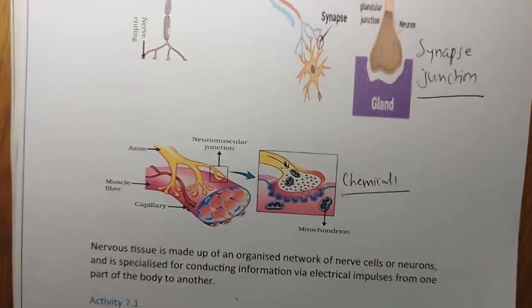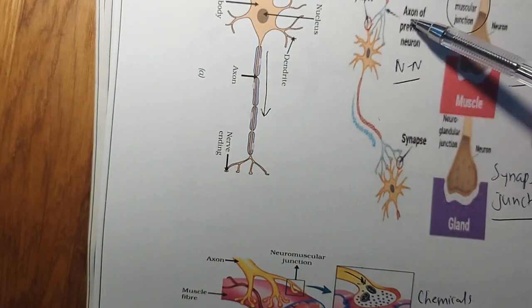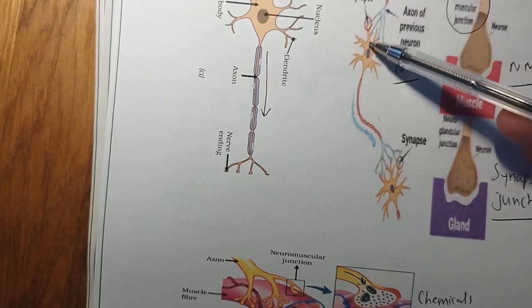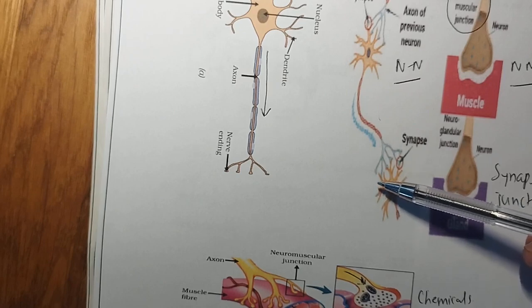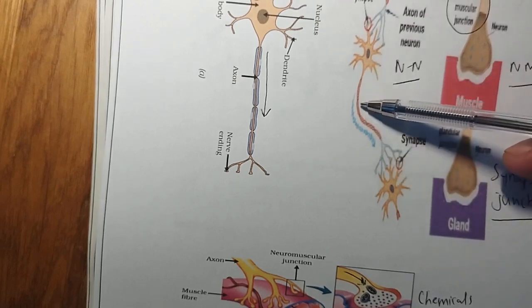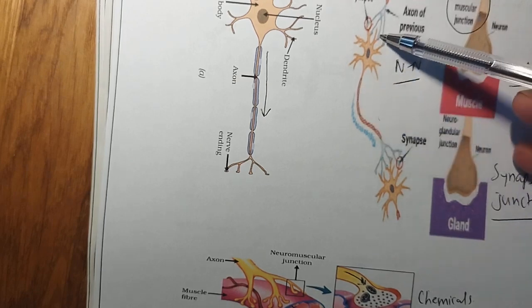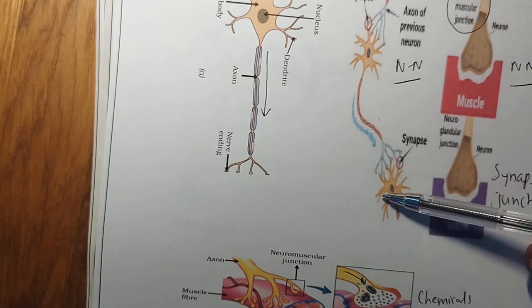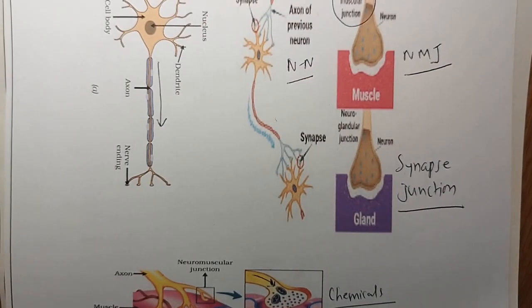So nervous tissue is made up of an organized network of nerve cells or neurons. A nerve cell is also called a neuron, and these are specialized for conduction of information via electrical impulses from one part of the body to another part of the body. So these are specialized cells that carry electrical information from one part to another.